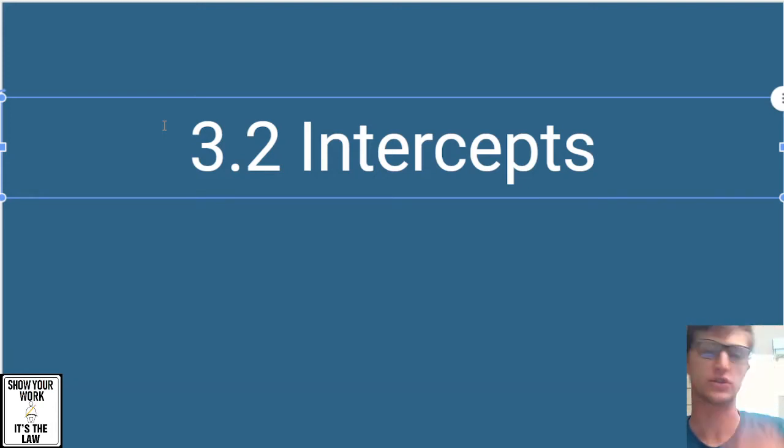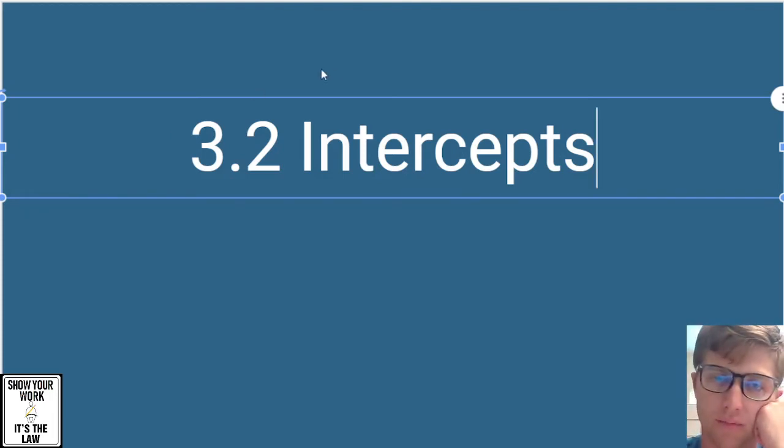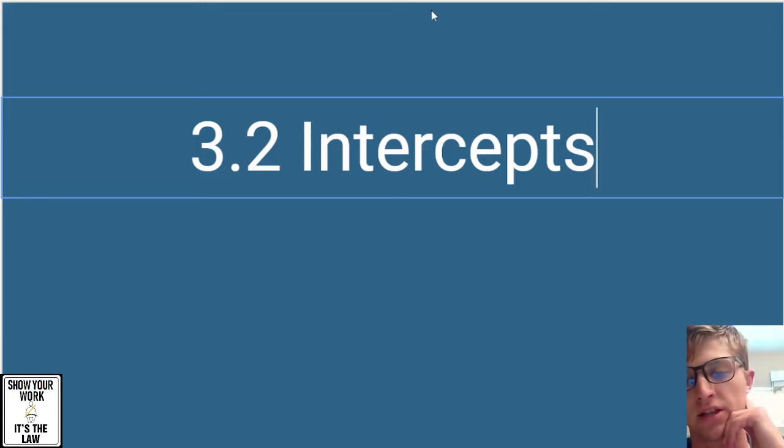Alright, 3.2 Intercepts. Let's see what it's about. If you go to page 98, example 3.2a gives us a list of points to put on a graph or a plane. Let's take a look at what happens when we graph them.